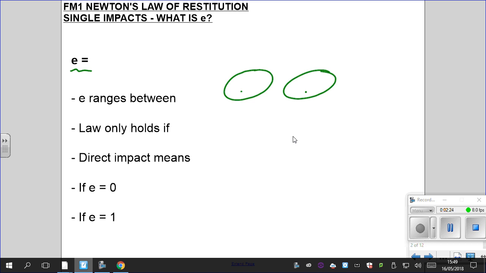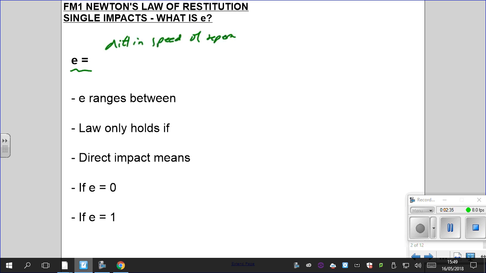Do you see? So the formula for e is the absolute difference in speed of separation over the absolute difference in speed of approach. Now, you're not really going to know what that means until we start using examples, but please just remember it's separation over approach, never the other way around. Separation over approach. Things could go really wrong if you don't remember that.